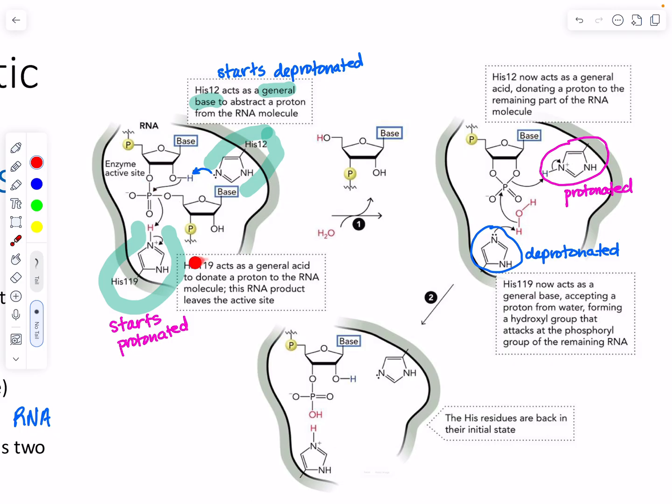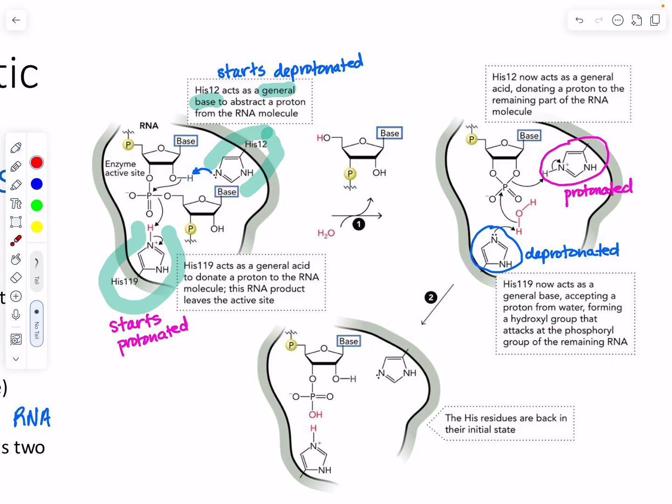And the histidine 119 is going to act as an acid. It's going to donate a proton to the RNA molecule, okay, to help it wind up leaving the active site. So histidine 12, it's going to abstract that proton. Then that's going to wind up causing the cleavage of that phosphodiester bond, okay?